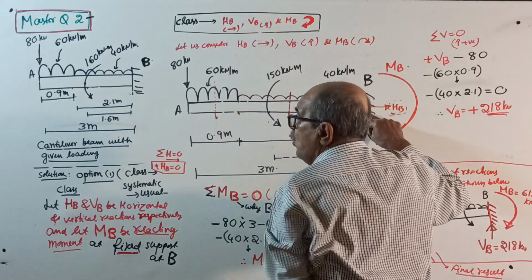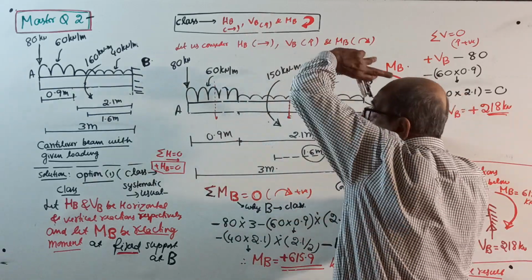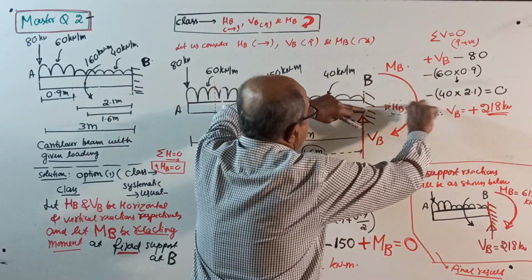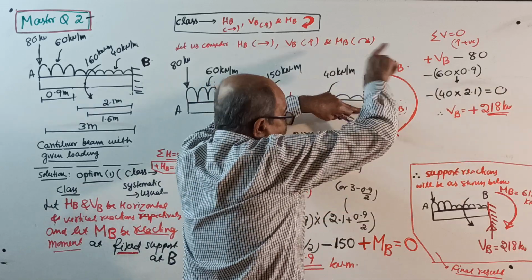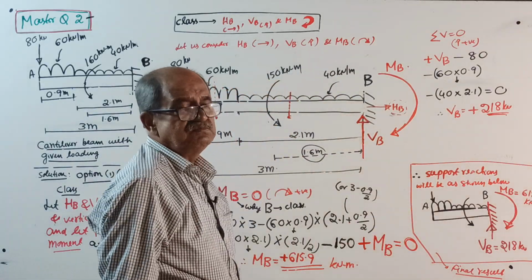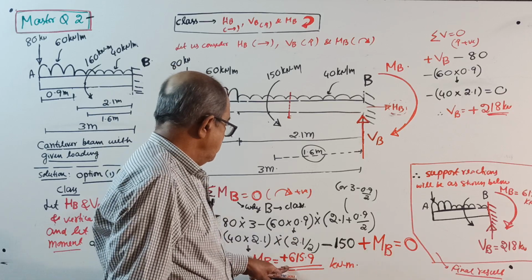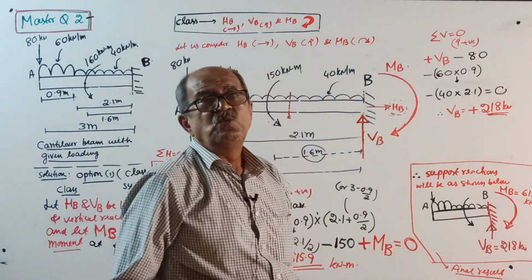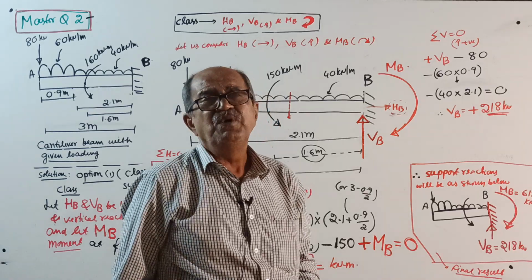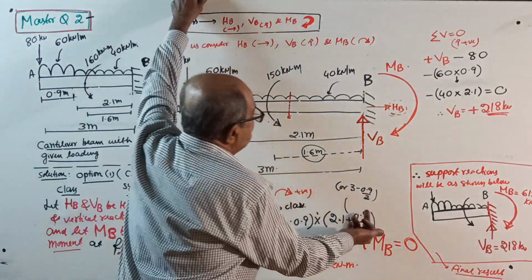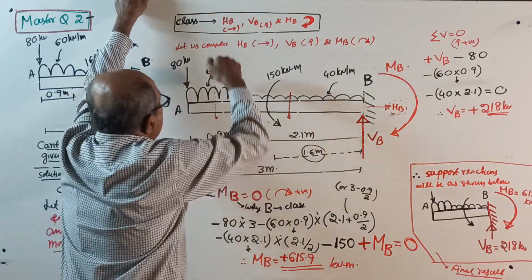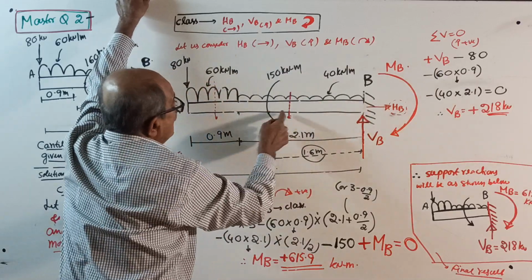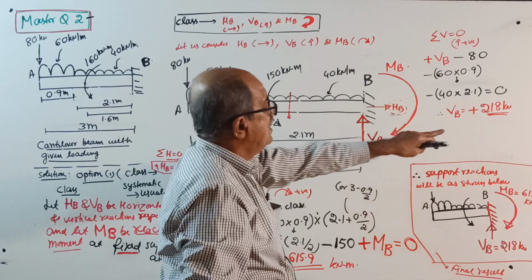Load into distance gives you moment. This is already a moment, so minus 150, keep quiet. Then HB into 0, VB into 0, clockwise plus MB equal to 0. Solve this one, you will get MB plus 615.9 kilonewton meter. Sigma V equal to 0, only vertical forces, upward positive: plus VB minus 80 minus 60 into 0.9 minus 40 into 2.1, couple is not there, equal to 0. You get the value of VB.